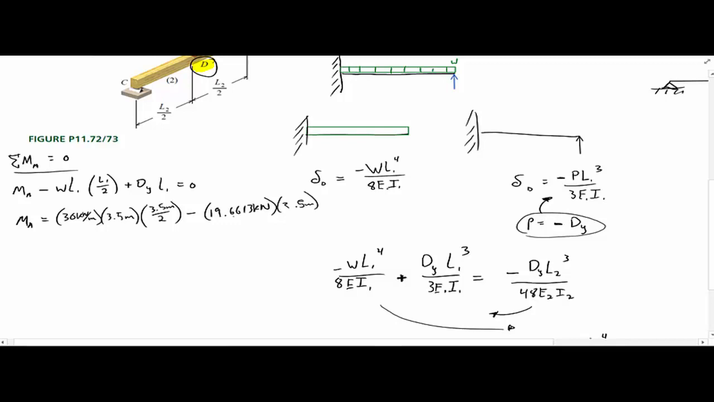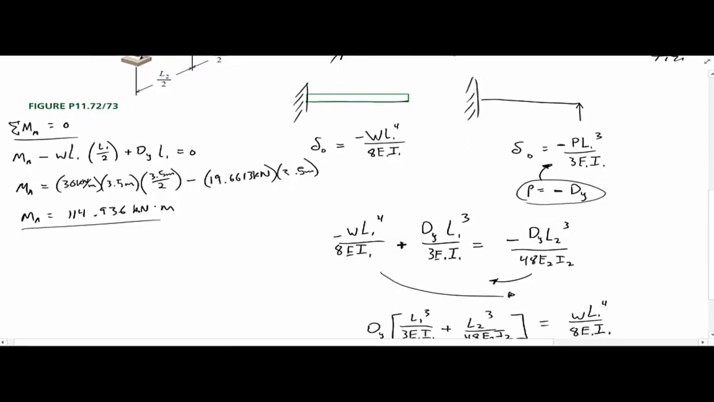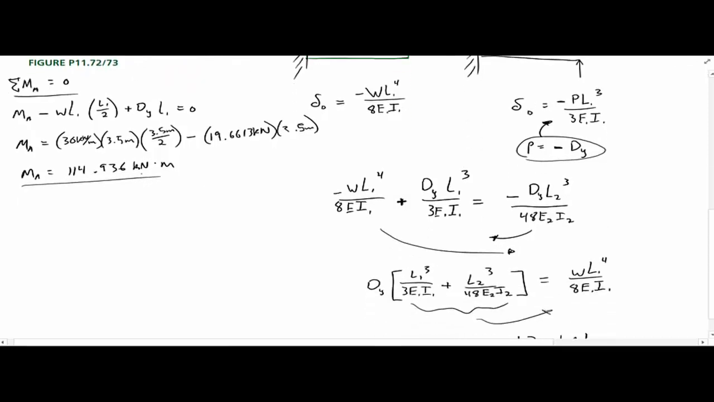Okay, so the maximum moment is going to be at the fixed support, and that's going to be 114.936 kilonewton meters. Okay, that's our maximum moment. But let's go ahead and do a unit conversion and turn this into Newton millimeters, right? So M sub A is then going to equal 114.936 times 10 to the 6th Newton millimeters.